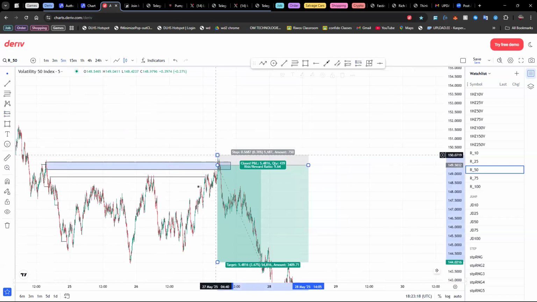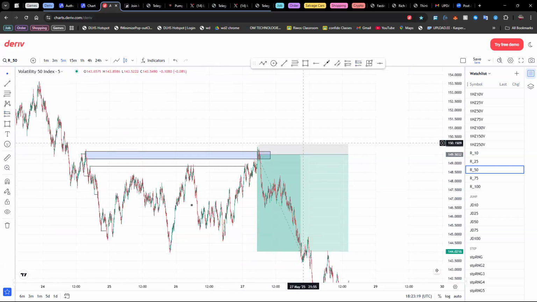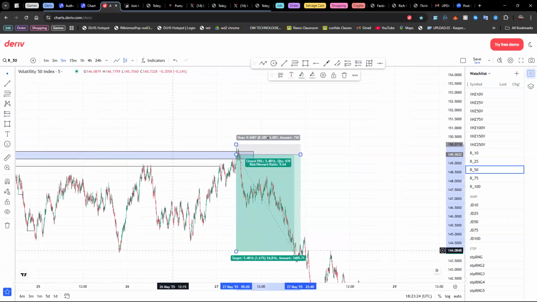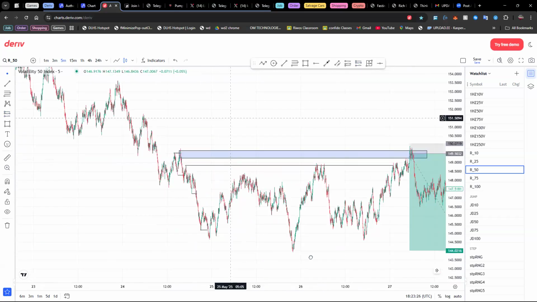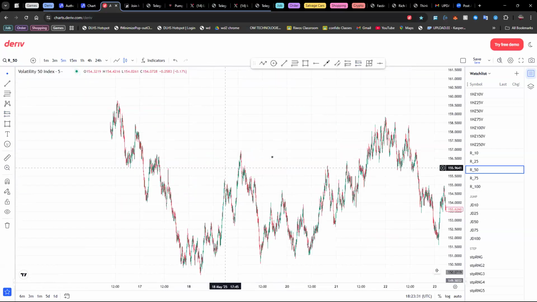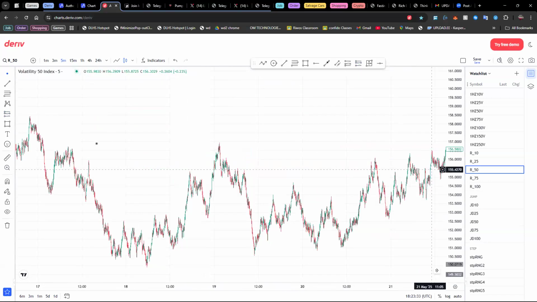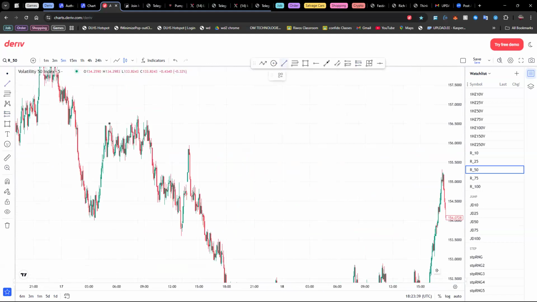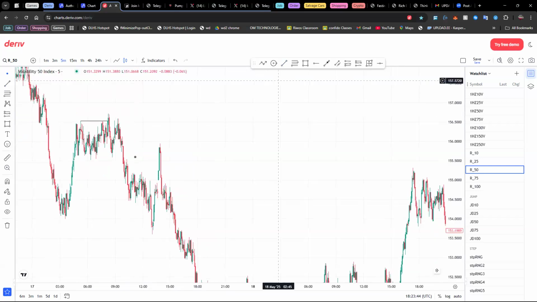So this is a sell example of what played out. Let me look for another sell example. Yeah, so this is another one. There's a sweep of liquidity here. There's a break of structure to the downside here.